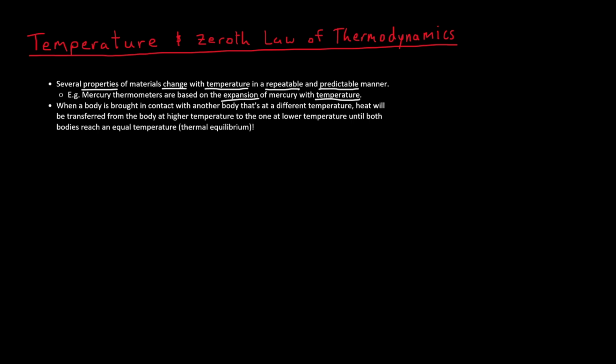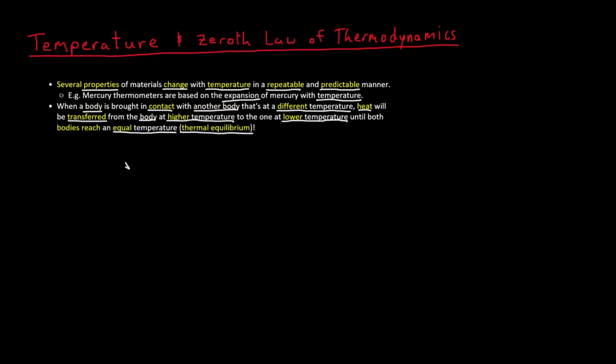Next, as previously discussed, you should also remember that when a body is brought in contact with another body that's at a different temperature, heat will transfer from the body at higher temperature to the one at lower temperature until both bodies have reached an equivalent temperature, which is of course thermal equilibrium. So these are a few crucial concepts to keep in mind about temperature. And once again, remember that heat always flows from a region of high temperature / energy to a region of low temperature / energy.